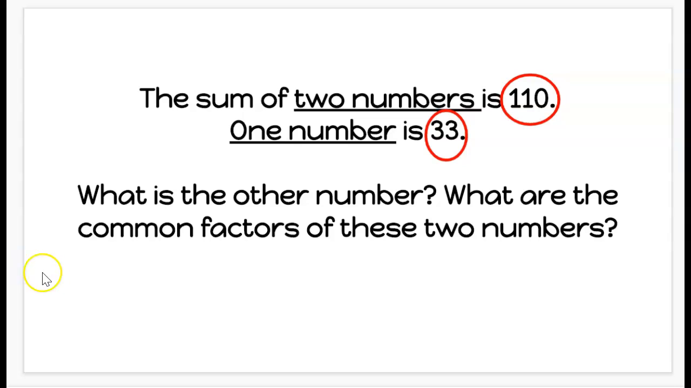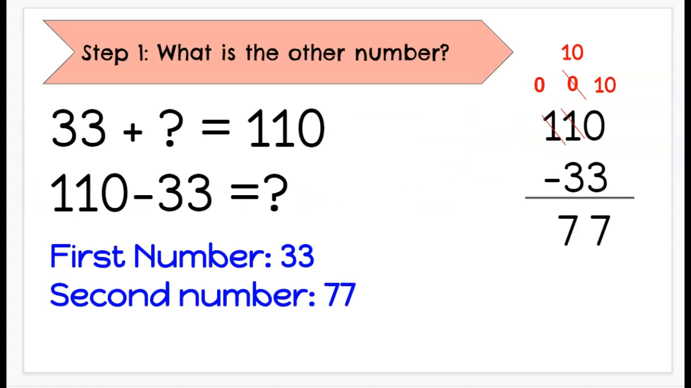The sum of two numbers is 110. One number is 33. What is the other number? What are the common factors of these two numbers? There are two questions it is asking. First of all, one of the numbers is given. I will need to find the other number that will get added to my 33, giving me the total of 110. 33 plus a number giving me 110.